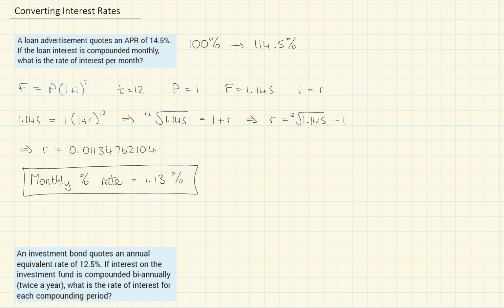Okay, so there's your example for converting your interest rates. So always just, whatever your total percentage is, equals 1 plus iR to the power of whatever the new compounding period is. And that's us done.